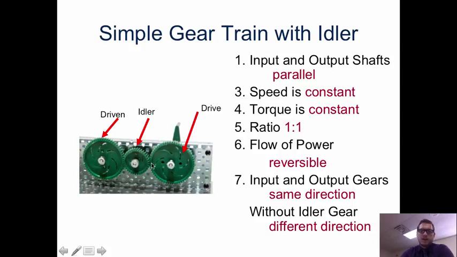Well, this smaller one right here, this idler, is just transferring power from one to the other, because this larger one and this larger one are the exact same size. We'll discuss this a little more in depth because you'll run into a few gear trains that have multiple different gears all throughout at different sizes, but then at the end you still end up with a 1-to-1 ratio.